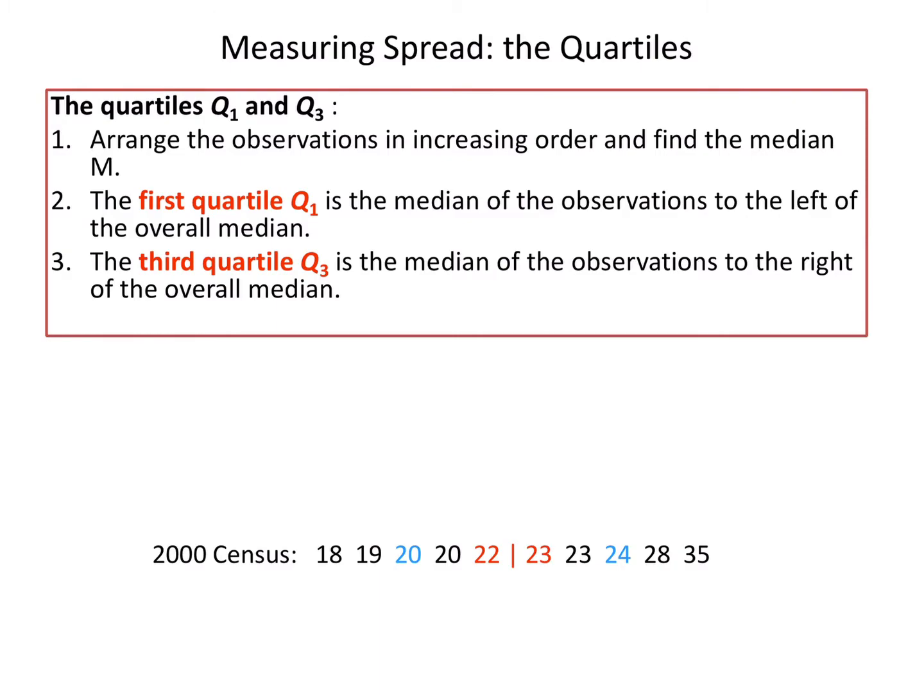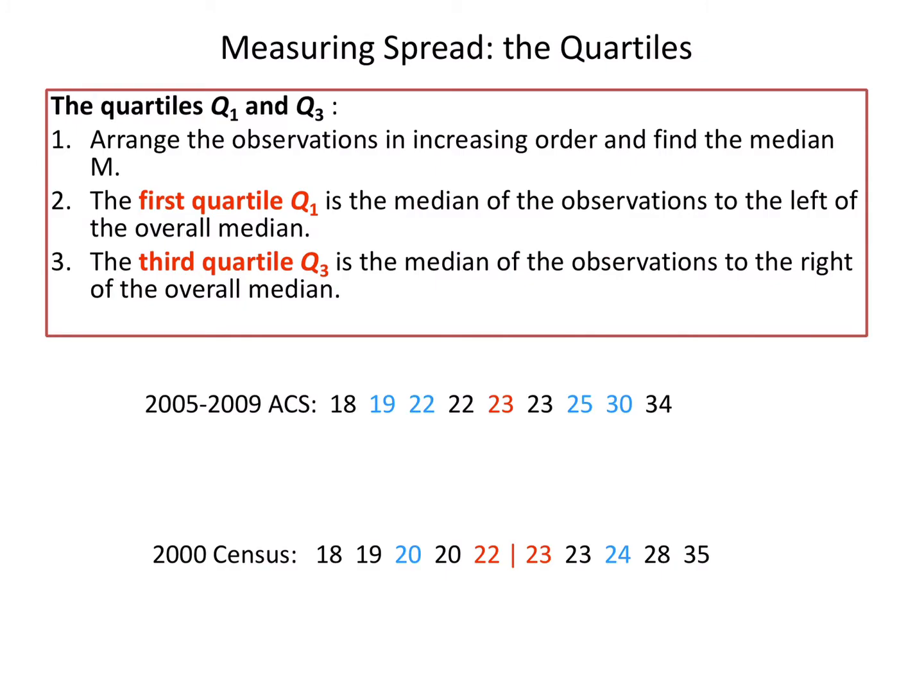Now, if I want to measure the spread, after I find the median, what I'm going to do is cut through the center. So I will cut through the median. And if I look at the left half, so the observations to the left of the median, and take the median of those numbers, that gives me the first quartile. And if I look at the numbers to the right of the median and take the median of those numbers, that'll give me the third quartile. So think quartile, we're quartering the distribution. So we're cutting it into quarters.